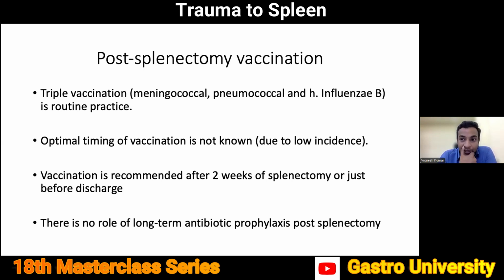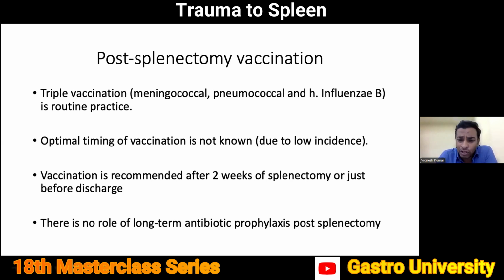One has to remember that the pneumococcal and the meningococcal vaccines have to be repeated at 5 years. The Haemophilus influenzae vaccine need not be. And in these patients, it may be worthwhile to give annual influenza vaccines also. So this is something that needs to be considered.